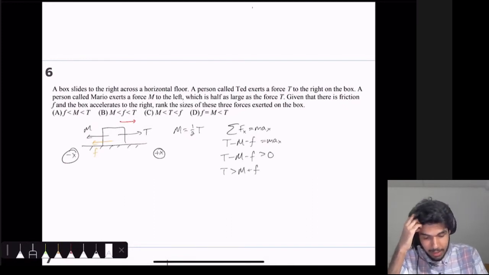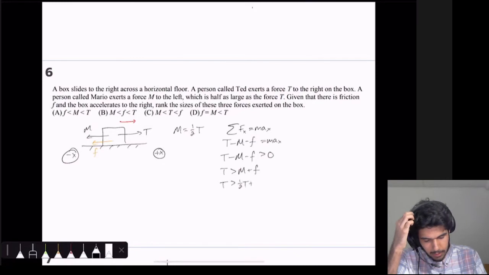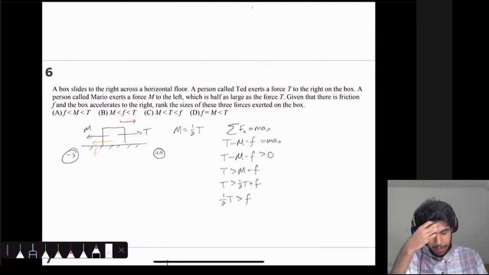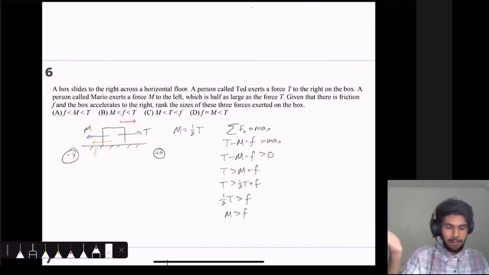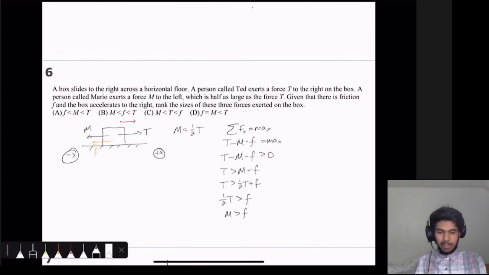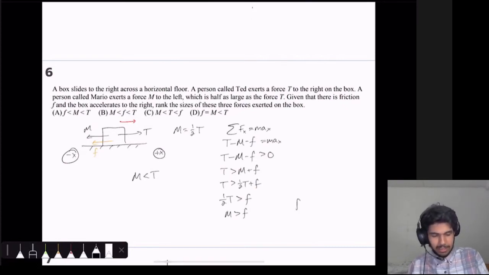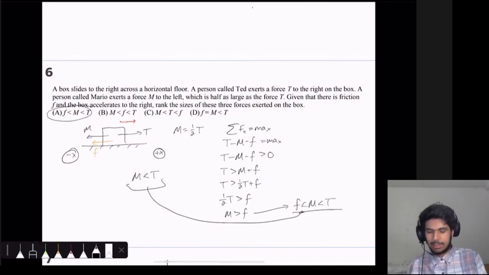But we also know that M is 1/2 of T. So let's substitute that in. And then we can subtract, and we'll get 1/2 T is greater than f. And by backward substitution, if we plug M back in here, we learn that f is less than M. Now we just need to see what's going on with T. Well, we know M is half of T, so clearly M is less than T. So if we put everything together, we get f is less than M from here, and M is less than T. And that is our answer, which tells us A is the correct answer.